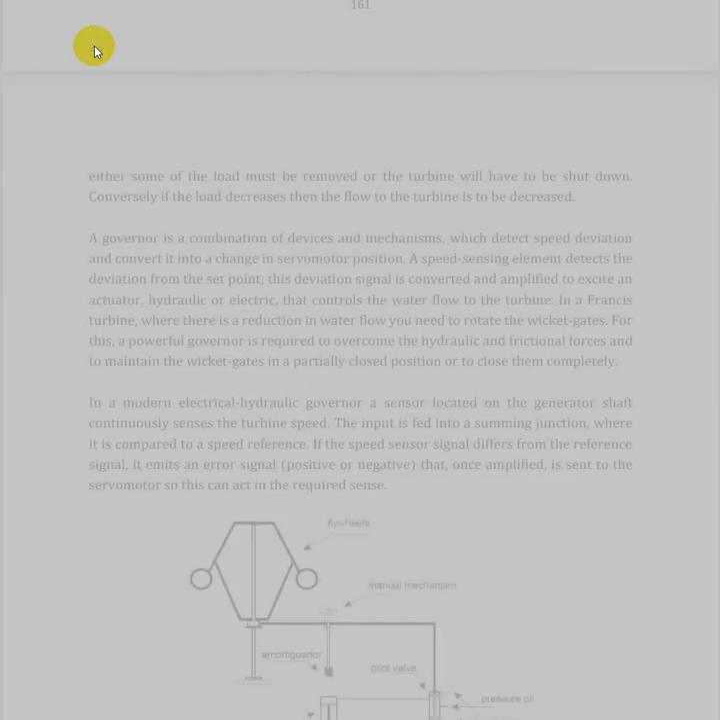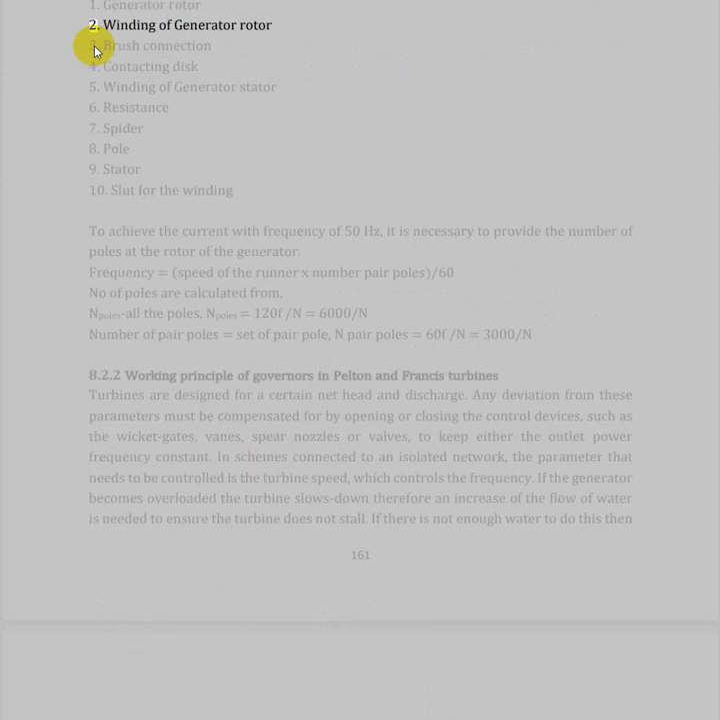1. Generator rotor. 2. Winding of generator rotor. 3. Brush connection. 4. Contacting disc. 5. Winding of generator stator. 6. Resistance. 7. Spider. 8. Pole. 9. Stator. 10. Slot for the winding.